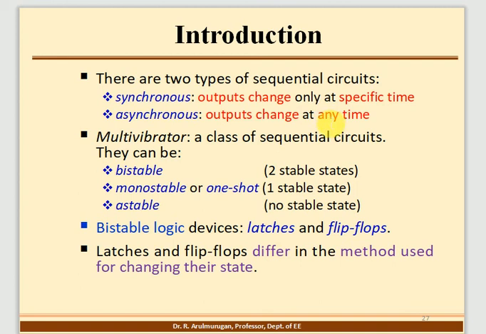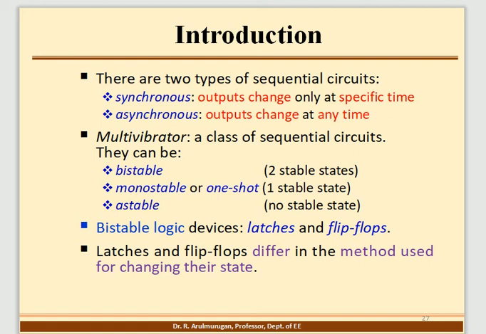Further, sequential circuits include multivibrators. Similar to the 555 multivibrator, here also there are three multivibrator classes: bistable, monostable, and astable. Astable means no stable state. Mono means one stable state. Bistable means two stable states, and it includes latches and flip-flops. Latches and flip-flops use different methods for changing their states.